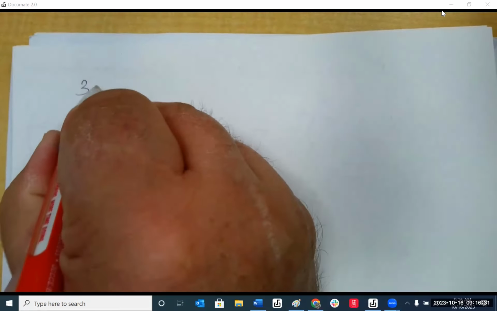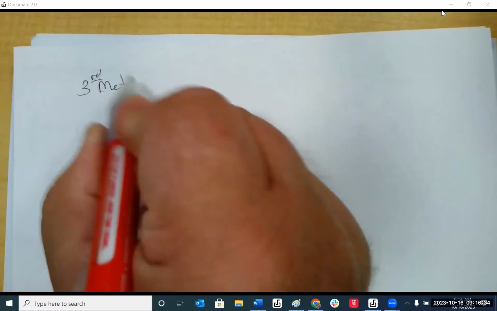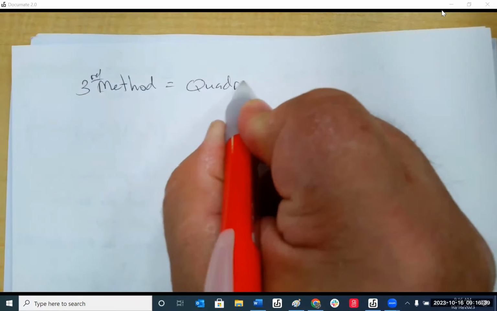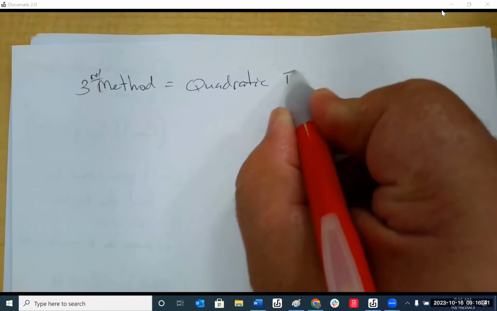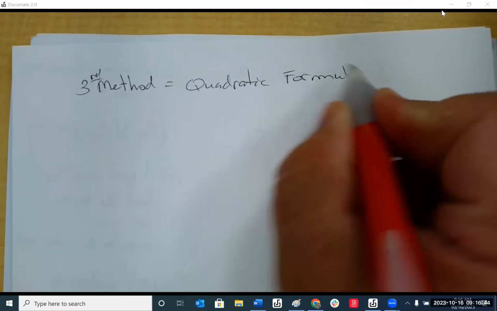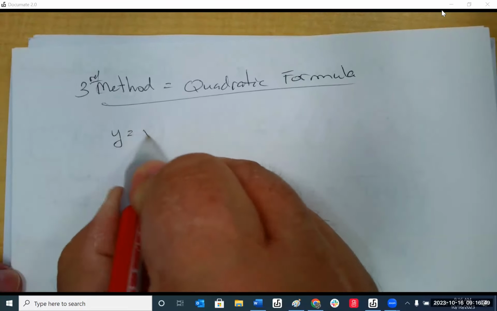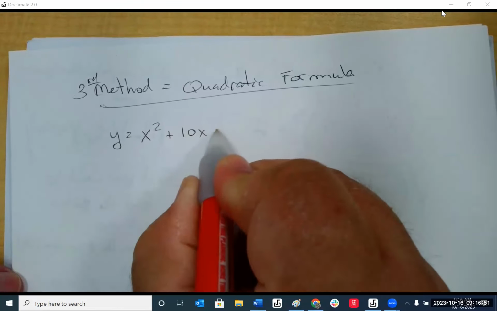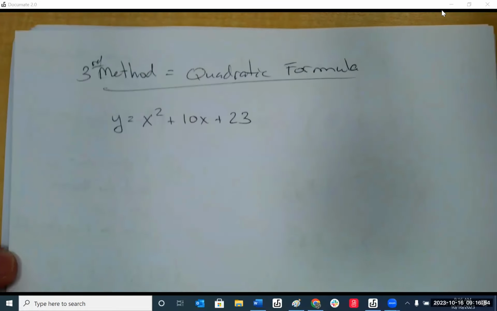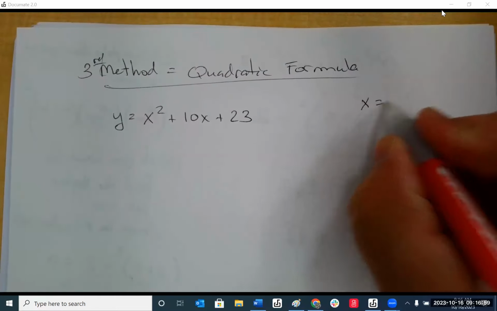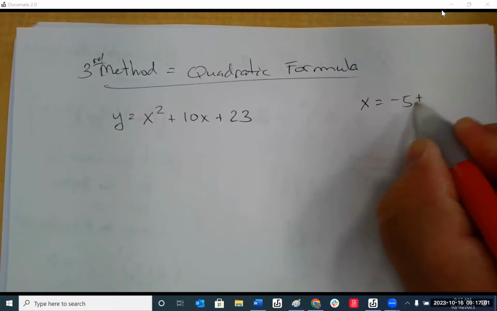All right. The last method to find x. The third method is the quadratic formula. Since we just solved this one, this is fine. Remember, what we found for x was negative 5 plus or minus square root of 2.